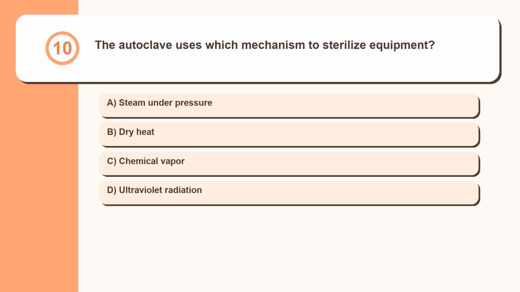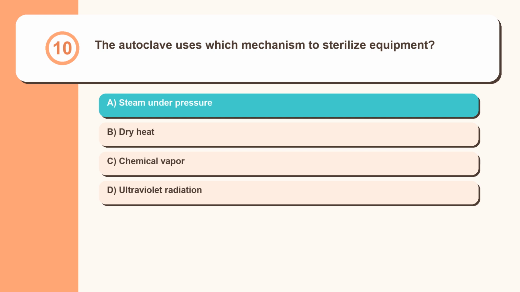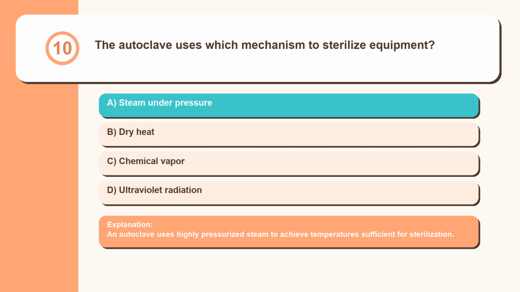Question 10. The autoclave uses which mechanism to sterilize equipment? Steam under pressure, dry heat, chemical vapor, ultraviolet radiation. An autoclave uses highly pressurized steam to achieve temperatures sufficient for sterilization.